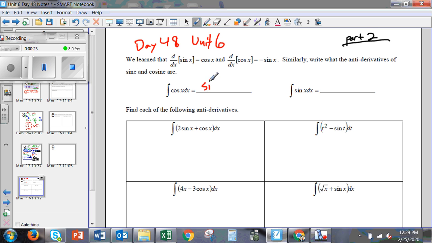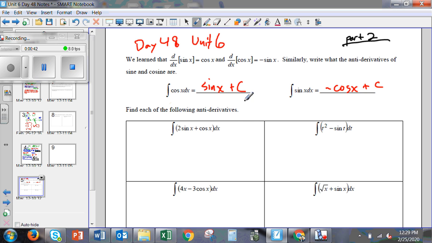And then what do we have to always write for these indefinite integrals? Plus the constant. And what is the integral of sine x? We have to pay attention here. The derivative of cosine x is negative sine x, so the integral of sine x is going to be negative cosine x with the constant of variation.